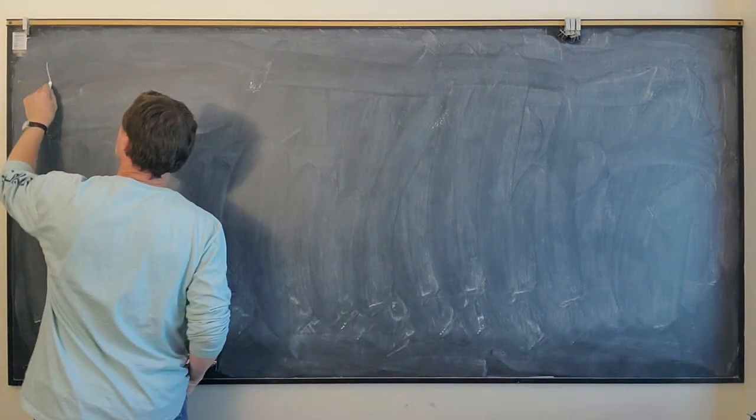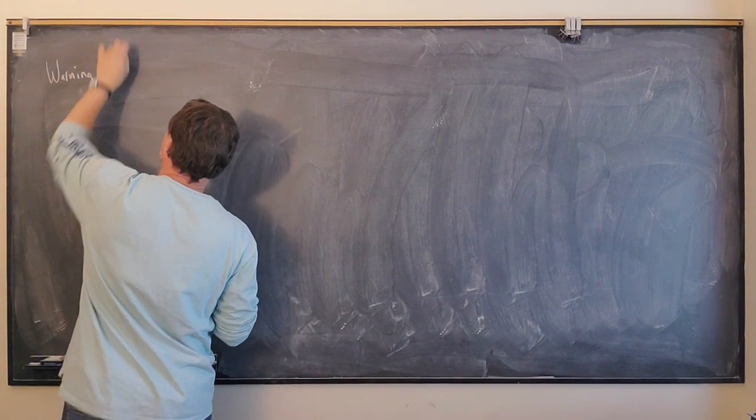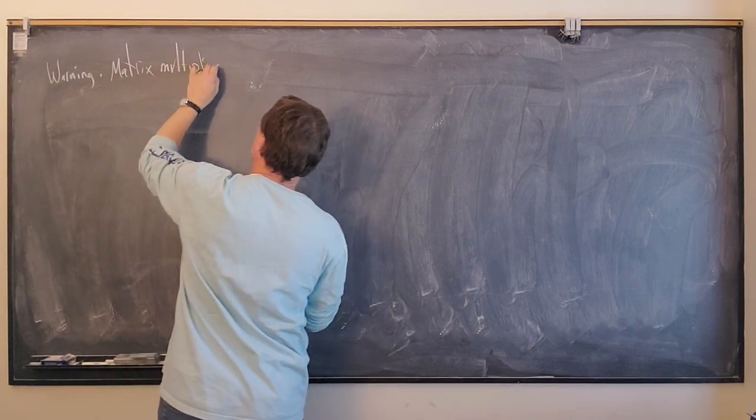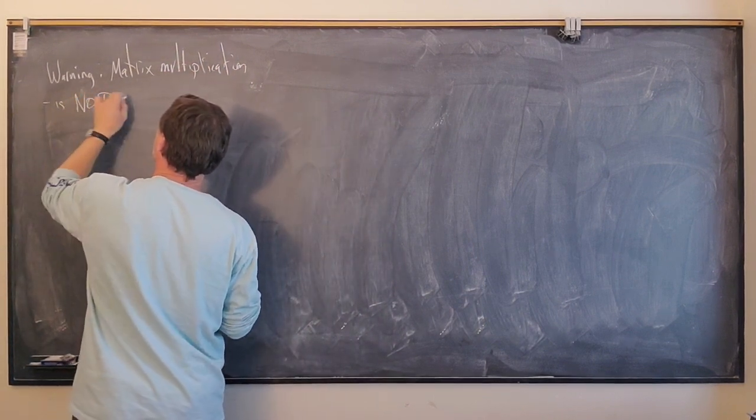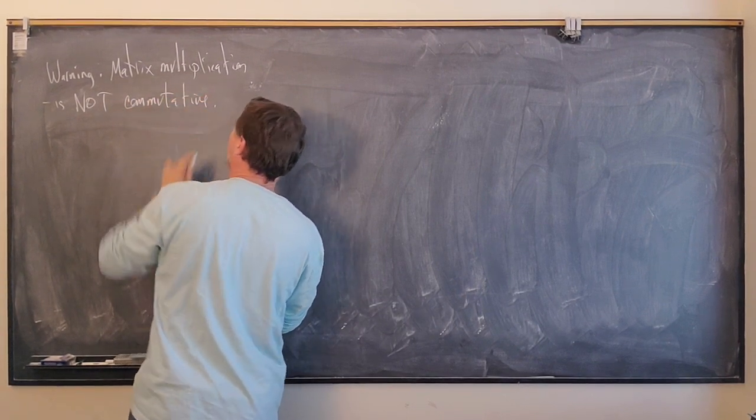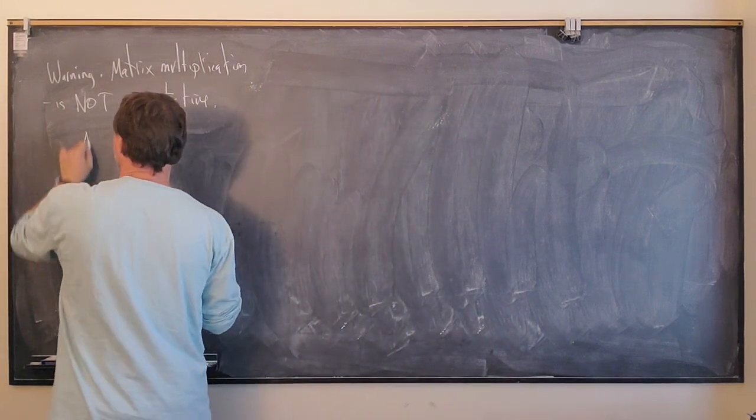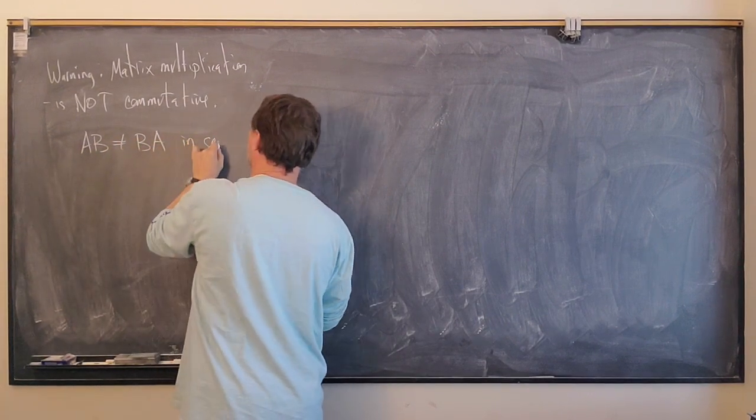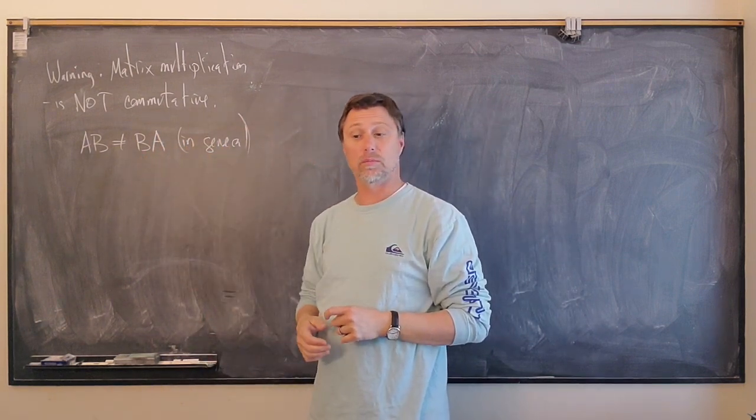So let's write it like this. Warning, matrix multiplication is not commutative. So first of all, what that means is AB is not equal to BA in general. There are very rare cases where it works out, but most of the time it's not.